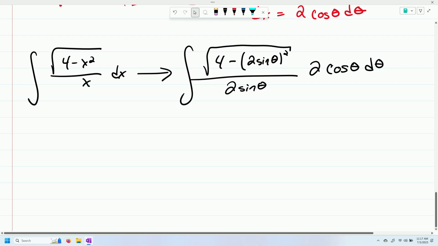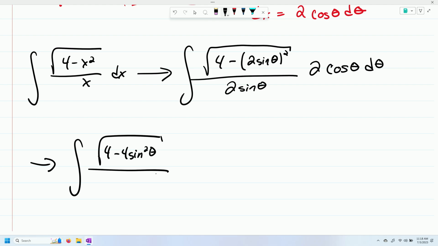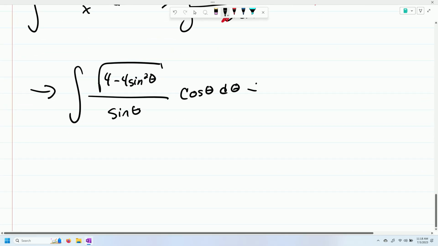So from here, it is just a humongous simplification game. That's all it is. So once again, just make sure you're taking your time with this. Make sure you're following the algebra, okay? So we're going to get the square root of 4 minus 4 sine squared theta all over, well, here the 2's reduce, so that's pretty nice. And I'm going to leave it as sine theta, cosine theta d theta. I'm going to factor out that 4 underneath the radical.